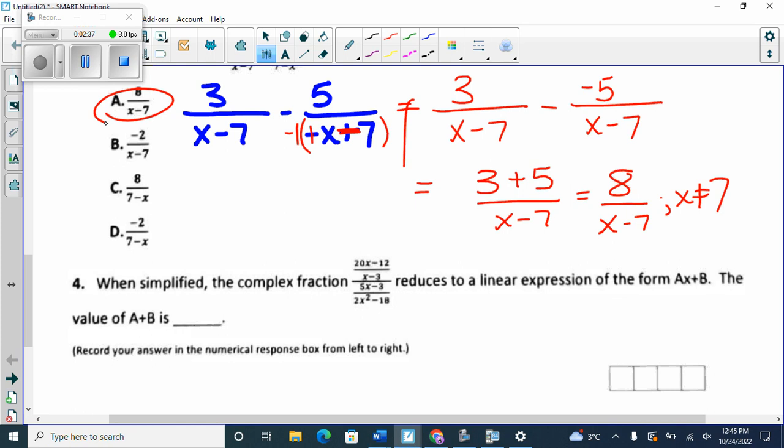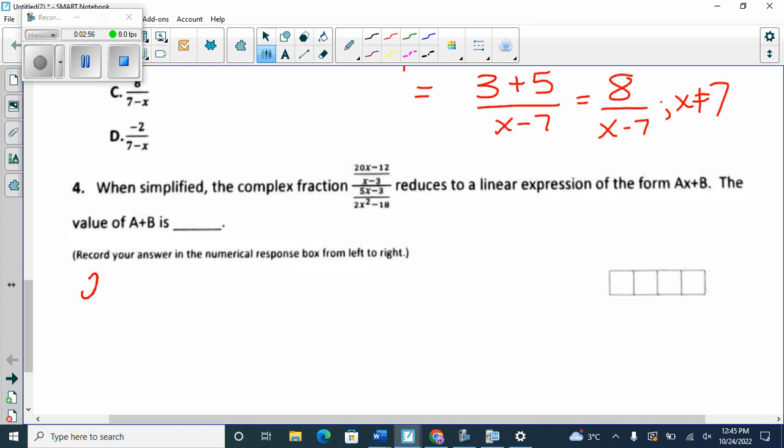The last one is a division. When it's a division, do we have to get common denominators? No. The only thing you get common denominators for are addition and subtraction and solving. Other than that, whether it's multiplication, division, or simplifying, we GCF, difference of squares, all the numerators, all the denominators.